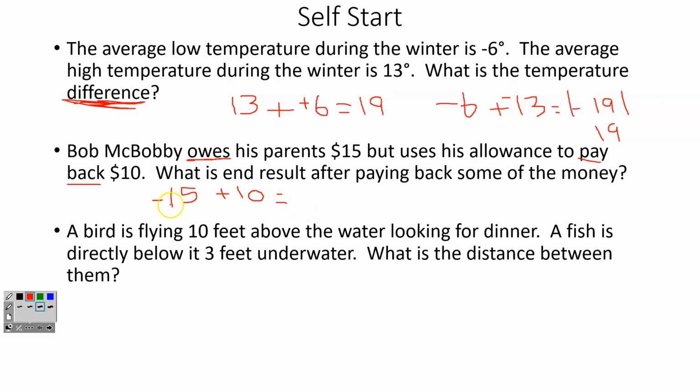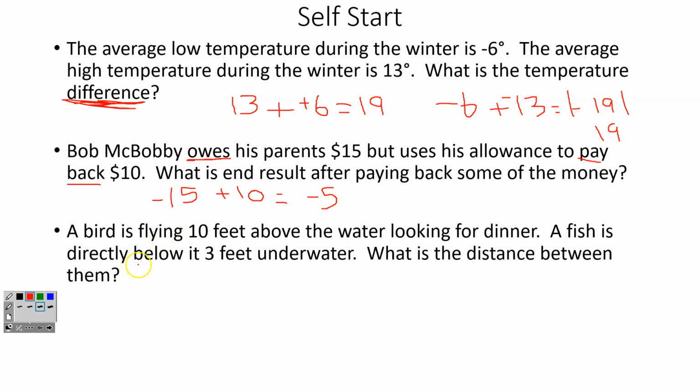Now I could do 15 negatives and then 10 positives and find my zero pairs and see what's left over. I could use a number line and go from there. If I wanted to, I could go to a -15 and then 10 positive. But in the end, no matter what I do, I still end up with a -5. Now what that means is that I still owe $5.